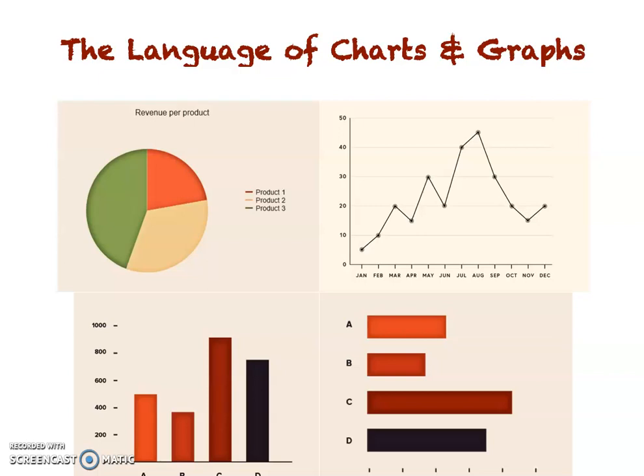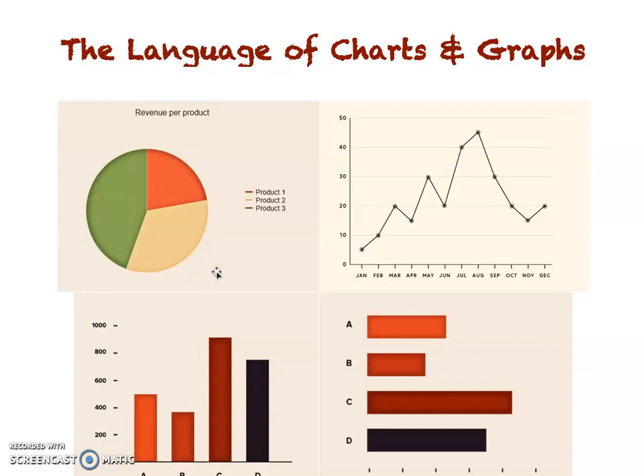Hello, students. In this lesson, you're going to learn about the language of charts and graphs. We have some different kinds of graphs here. This one here that's round, you can see that it has these triangular pieces inside, and we call a graph like this a pie graph or a pie chart.